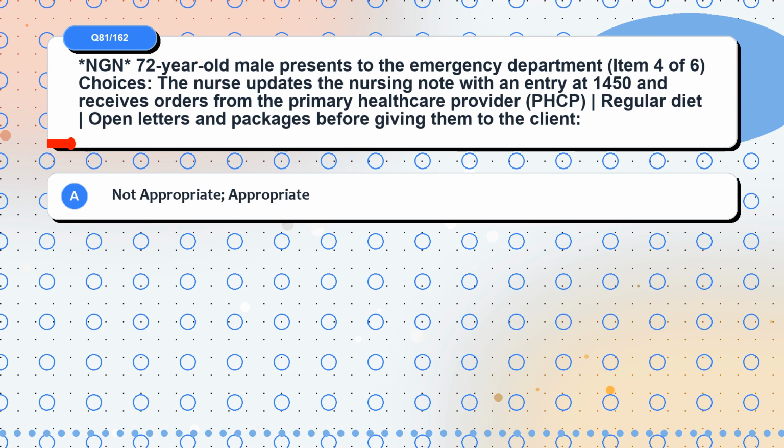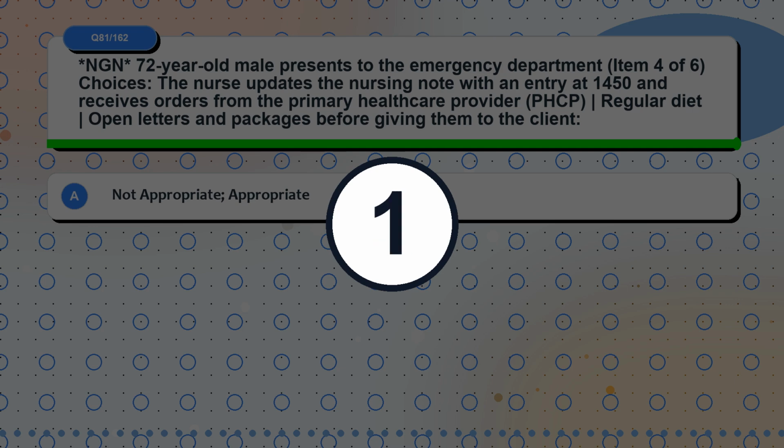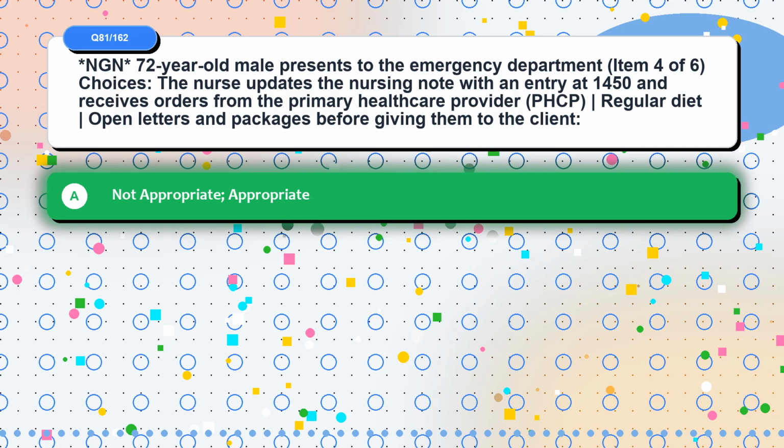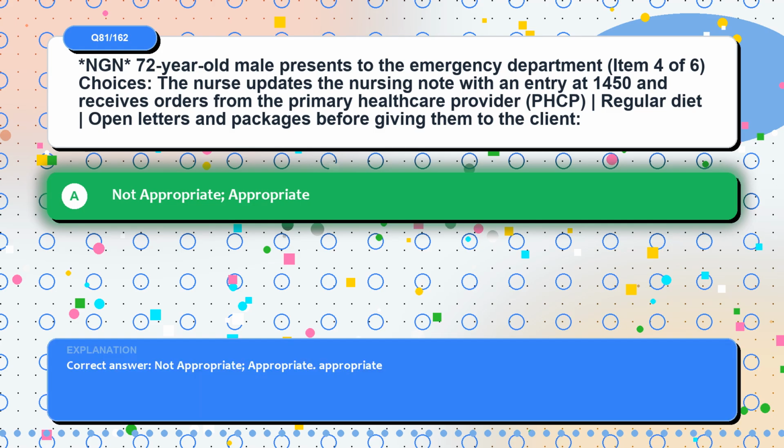Question 81. NGN. A 72-year-old male presents to the emergency department. Item 4 of 6. The nurse updates the nursing note with an entry at 1450 and receives orders from the primary healthcare provider, PHCP: regular diet, open letters and packages before giving them to the client. Here are the options. Option A, not appropriate, appropriate. The correct answer is option A. Not appropriate. Appropriate.